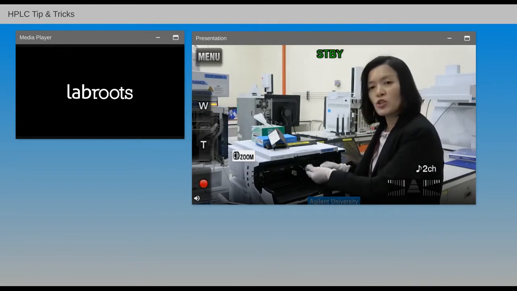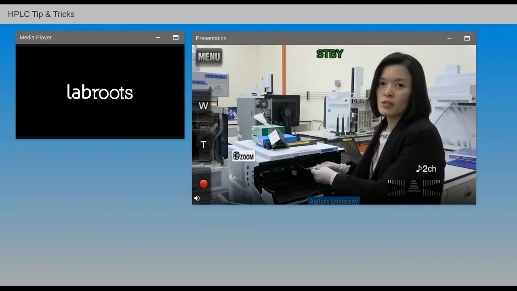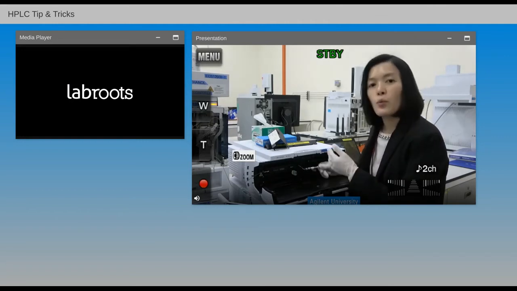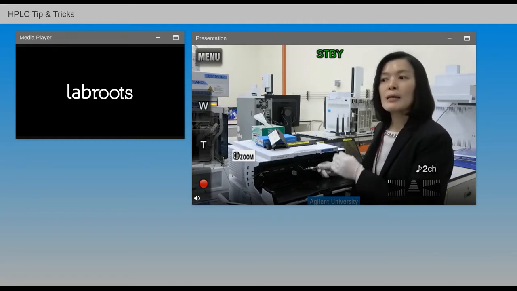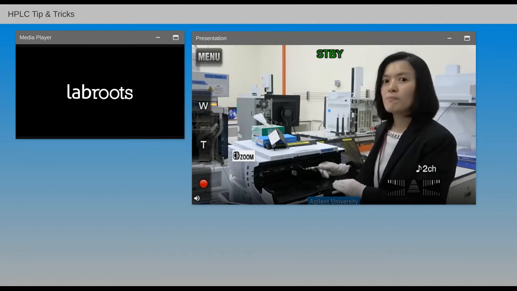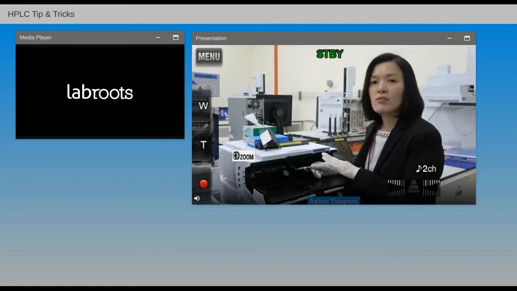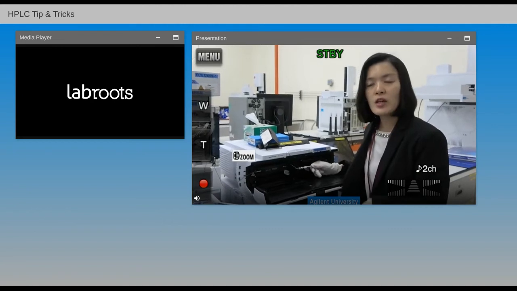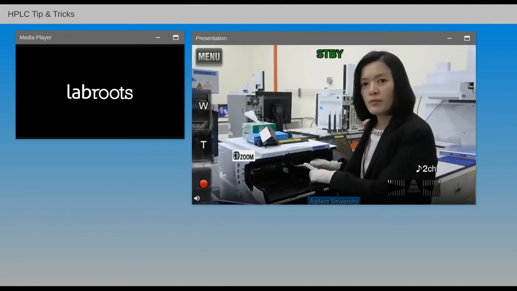So when the column is choked, you will need to change it. You can try to flush it with high organic solvent. It may or may not help. Yeah, if it can't recover back to the usual pressure, then you will need to change your column.